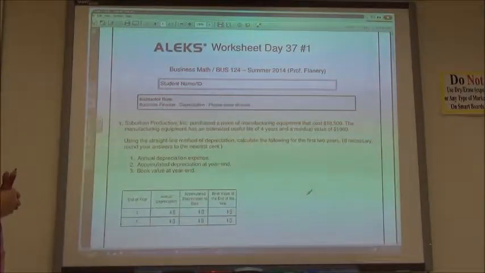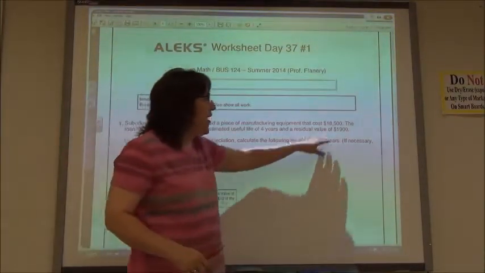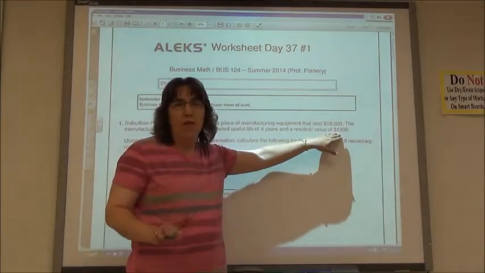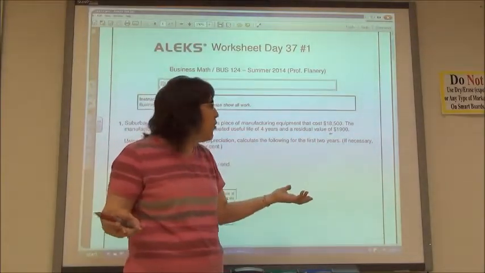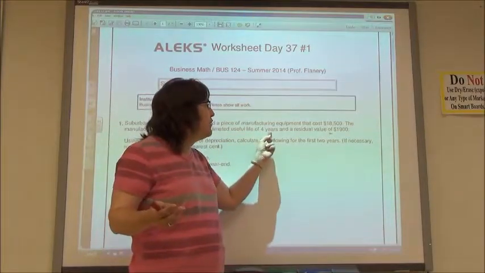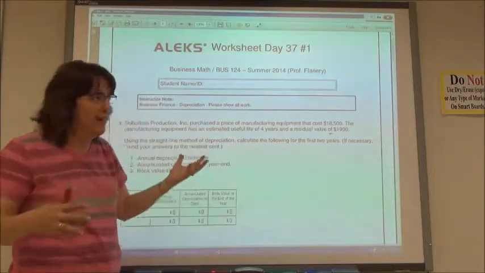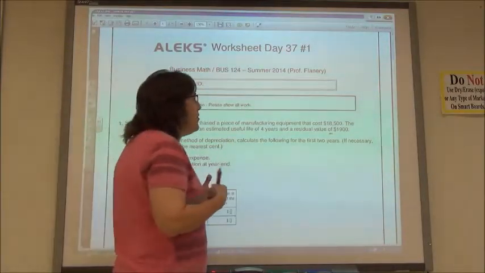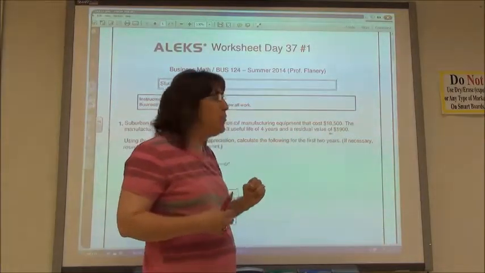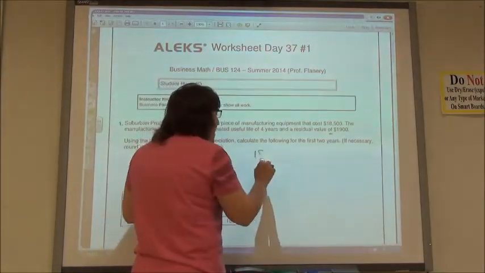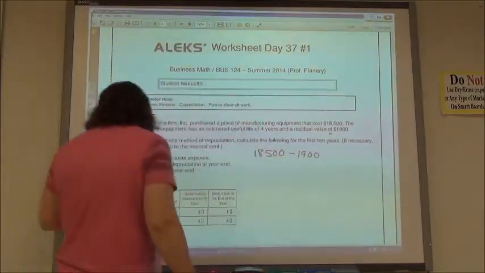So first of all, I purchased something that was $18,500. The residual value means that that's going to be the lowest value of the item. Doesn't matter if it's 5 years or 10 years or 15 years old. After 4 years of useful life, it's just going to have a value of $1,900 and stay there. So when I'm doing straight line depreciation, first of all, I'm going to find out the total amount it depreciated by. I'm going to take my $18,500, subtract the residual value of $1,900.